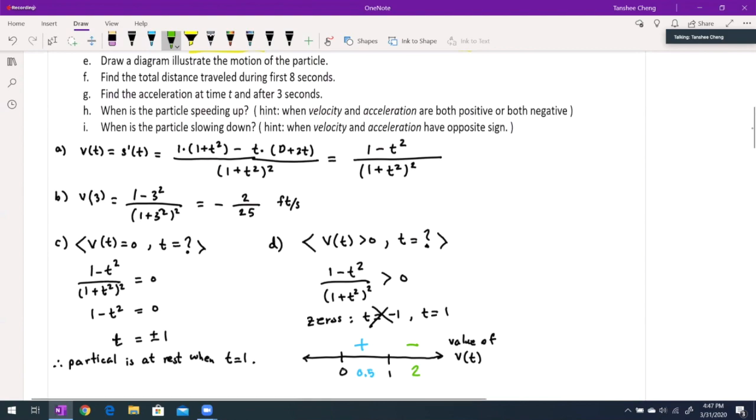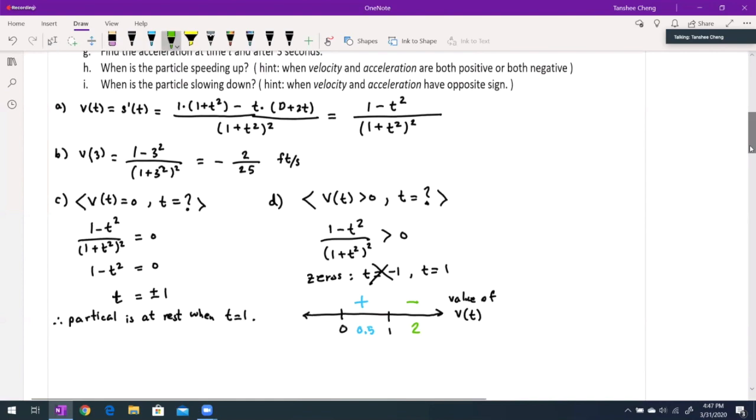So to complete this question, I can say that the particle is moving forward when the time is between 0 and 1.